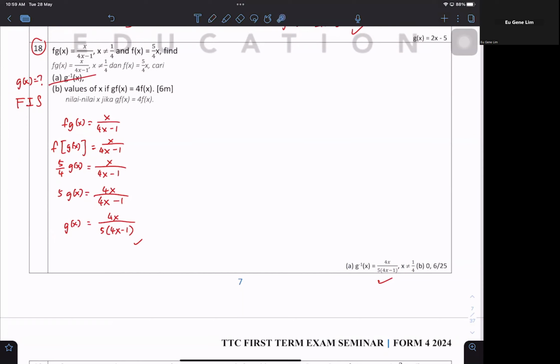Okay, how can the G inverse be the same as the gx, right? Yeah, I mean it doesn't make sense, right? But never mind, we just ignore it. That's the answer. Okay, I understand. So this is how you find inverse. Okay, like question B.